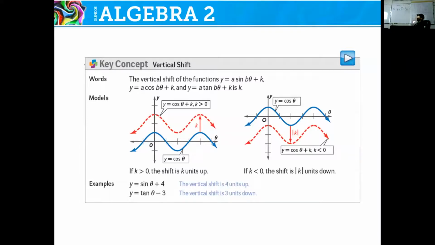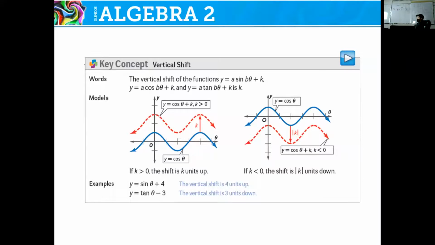Okay, it says the vertical shift of the functions y equals a sine of b theta plus k, and vertical shifts come from the outside, y equals a cosine of b theta plus k, and y equals a tangent of b theta plus k is k. Okay, so if k is positive, so we're adding it, we're shifting it up. If k is negative or we're subtracting, we're shifting down.